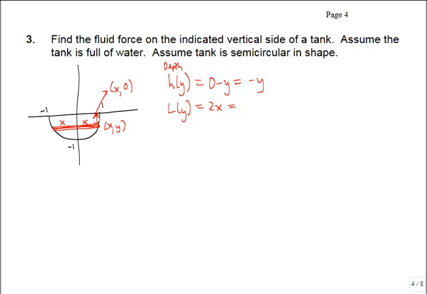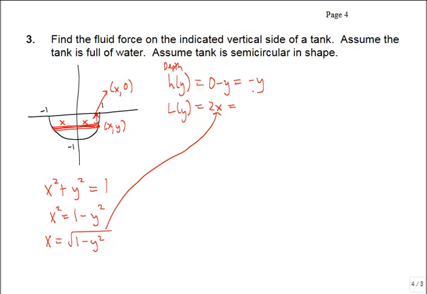So that's where the shape comes into play, because this is a semicircle, which means it comes from the equation of a circle of radius 1, which is x squared plus y squared equals 1. So if I solve this for x, subtract the y squared and take a square root, you get a plus or a minus, but I'm only going to take the positive square root because this x that I'm using down here in quadrant 4 is a positive x value. So we're going to use the positive square root so that we get a positive distance. So I'm going to replace this x right here with my square root. So this length function becomes 2 square root of 1 minus y squared.